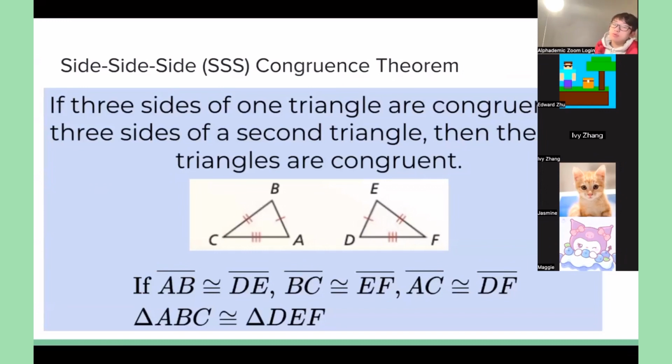Basically, what it says is that if three sides of one triangle are congruent to three sides of a second triangle, then the two triangles are congruent. Basically, if segment AB is congruent to segment DE, and segment BC is congruent to segment EF, and segment AC is congruent to segment DF, then triangle ABC is congruent to triangle DEF. So this is another useful way to prove triangle congruence. And as you can see in this case, you won't have to prove that any of the angles are congruent to each other.